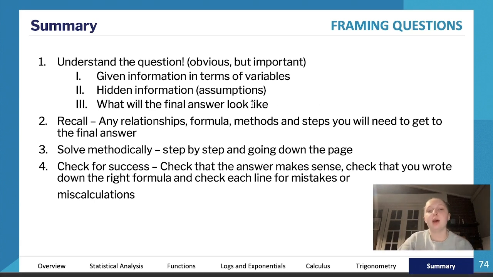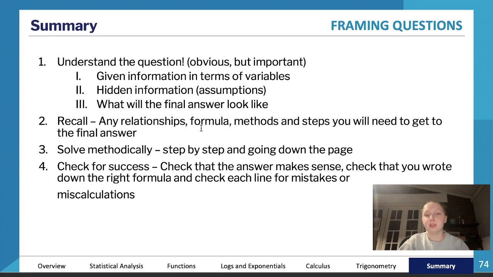And then to also think about what is my final answer going to look like. So if you're looking at questions, you'll have certain units. If you're doing differentiation, thinking about how there's going to be X's in my answer, this many X's, or we're going to have a constant, or whatever it is. And the second thing you want to do is think about the relationships, formula, methods, and steps that you need to get to your final answer.